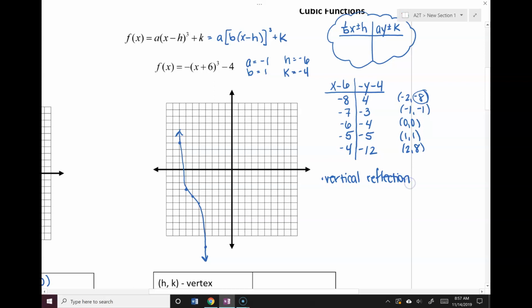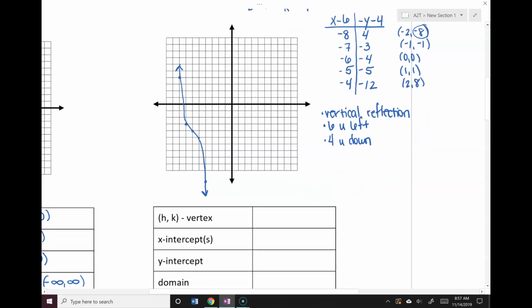Like I mentioned earlier, there isn't a horizontal stretch or compression because B is 1. H is -6, so we're going 6 units to the left. And K is -4, so that means we're going 4 units down. Transformation language, you guys, it doesn't change. I've said that and I will continue to say that. It doesn't change just because we're graphing a different function. It still has the same effect.